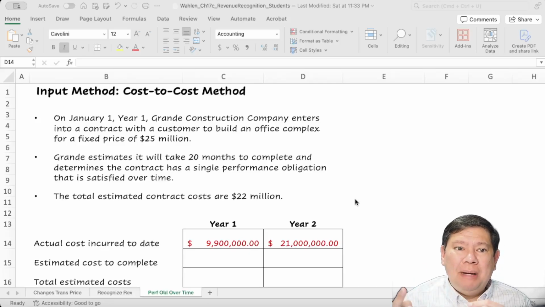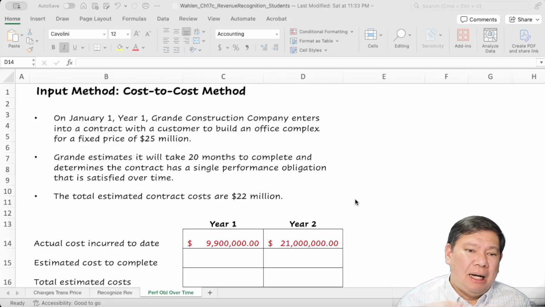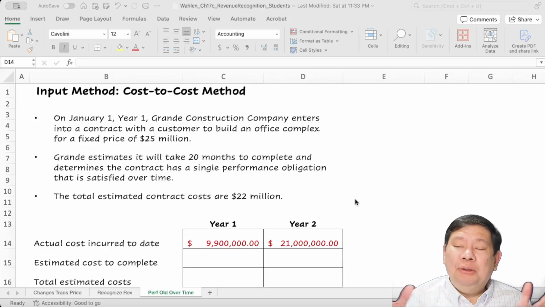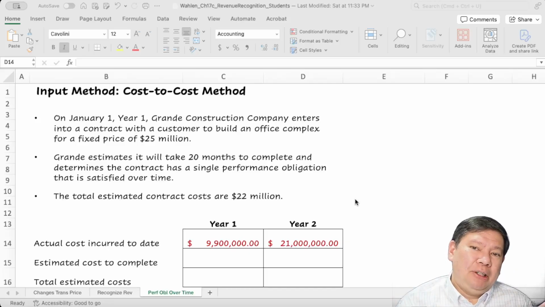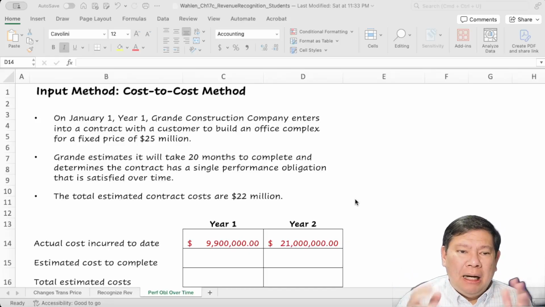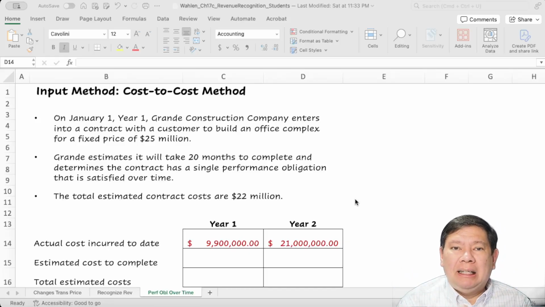Now, there are two methods for when the revenue is recognized over time. The first one is based on the output, such as the number of units delivered out of the total units in the contract, or it can be based on the input. One of the most common methods for the input method is based on the cost, called the cost-to-cost method. And that's what we are going to see in this example.